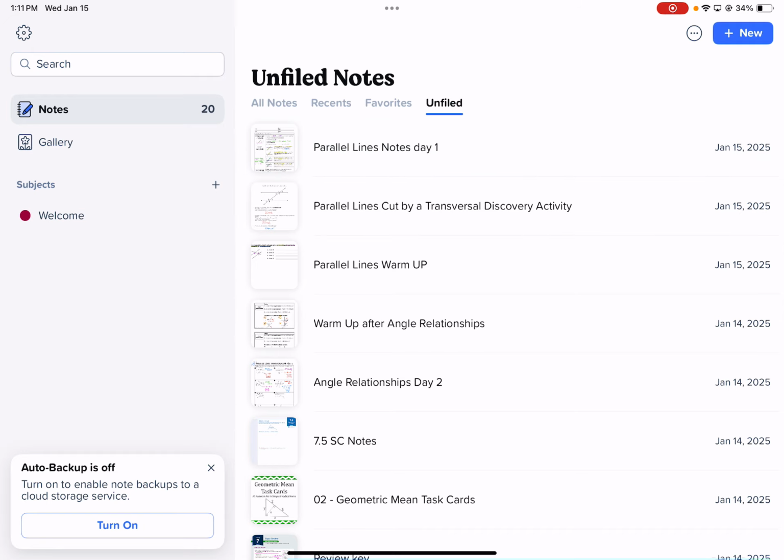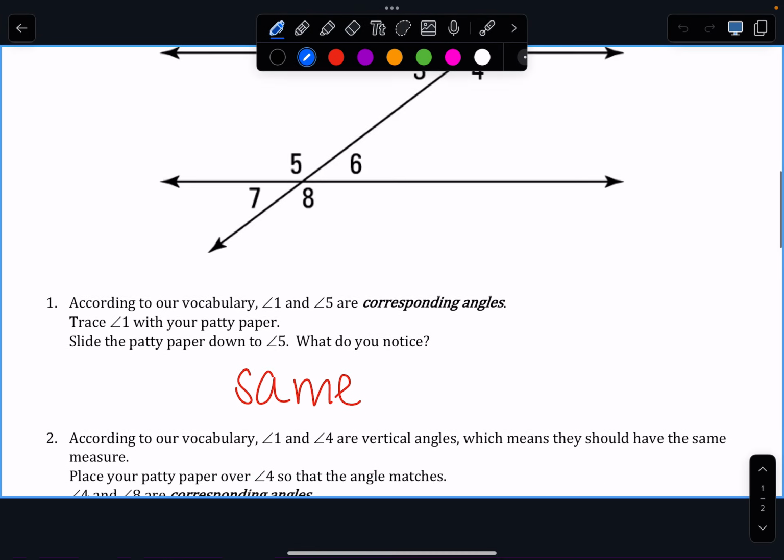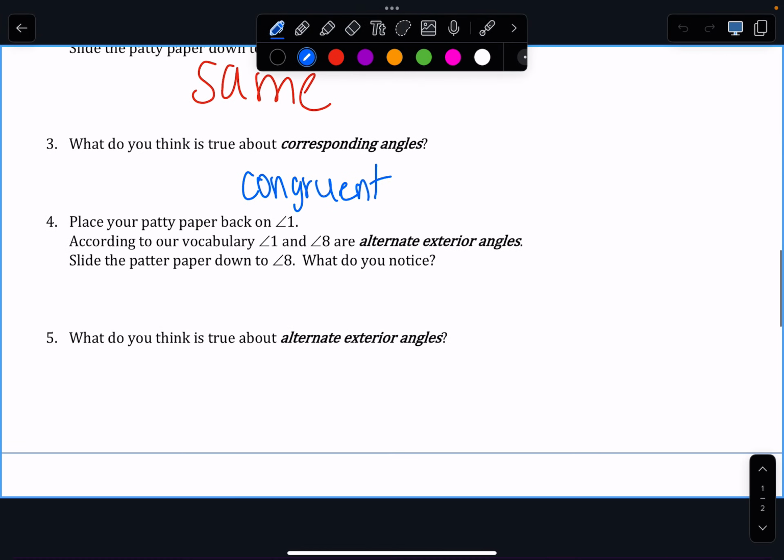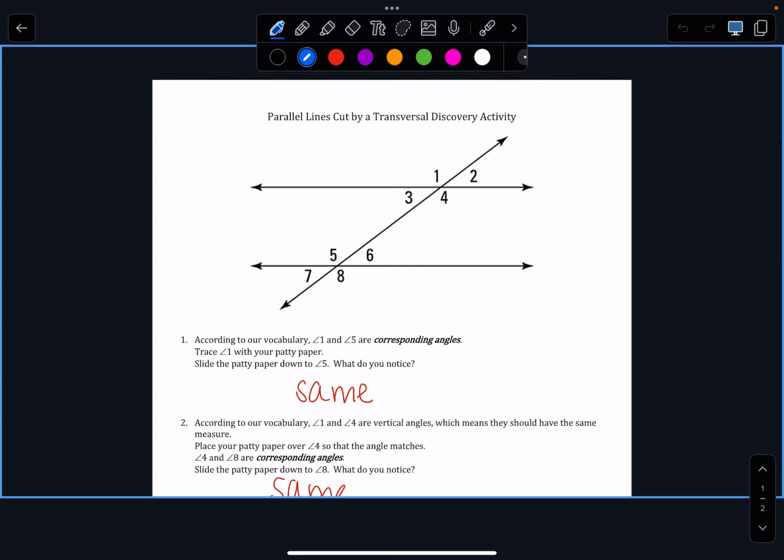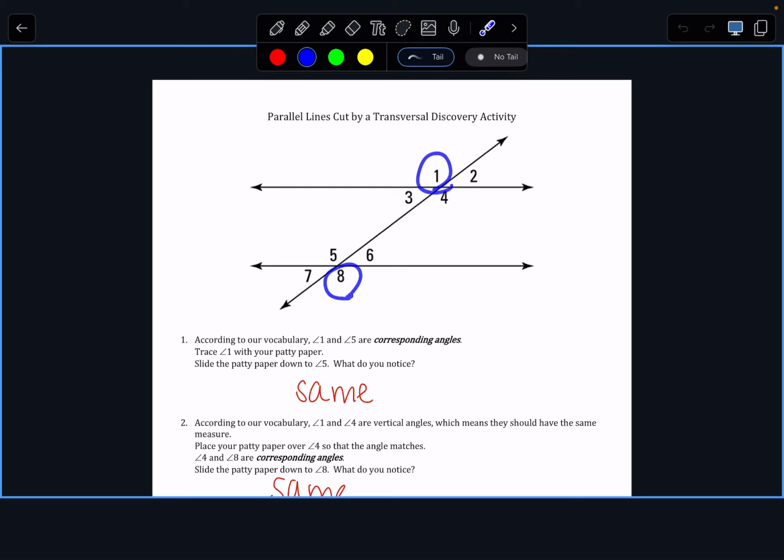Okay, let's go back to our discovery activity. All right, place your patty paper back on angle 1, the OG angle. Now, angle 1 and angle 8 are what kind of angles? They're like flipped ones, the opposite. They're the alternate exterior. They are alternate exterior.